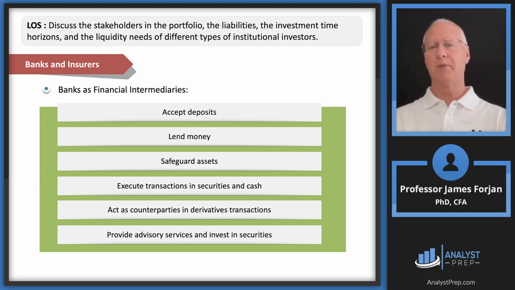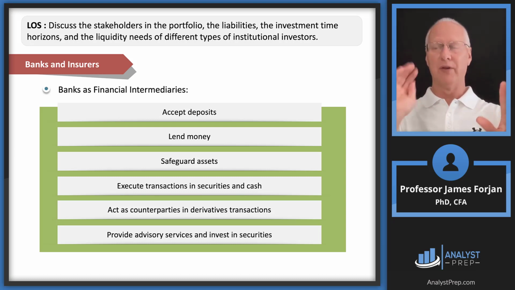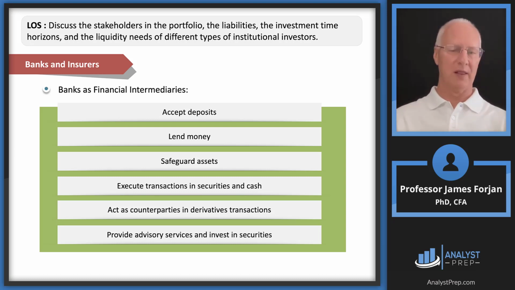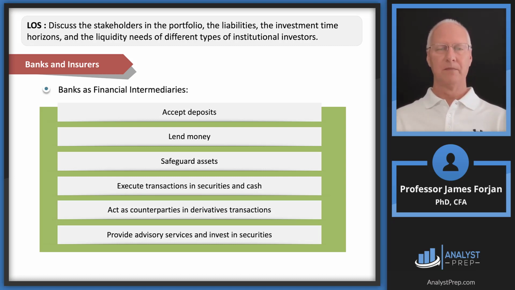So what do we do? We accept deposits and make loans. What are we trying to do? Safeguard assets, execute transactions in securities and cash. So this has everything to do with the right-hand side of the balance sheet and the left-hand side of the balance sheet that I've mentioned many times in this recording. What they can do is they are writers of options and they participate at least partially in the futures market. And then, of course, they're huge counterparties in the swap market.